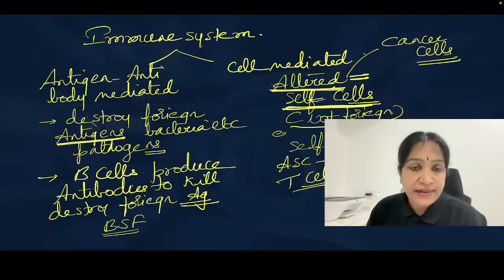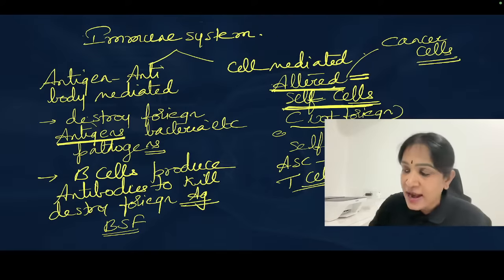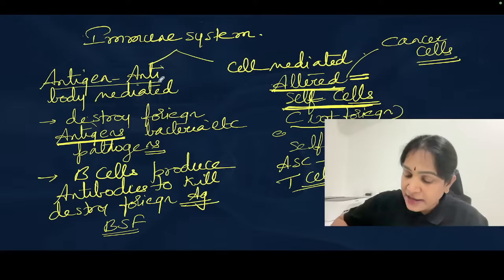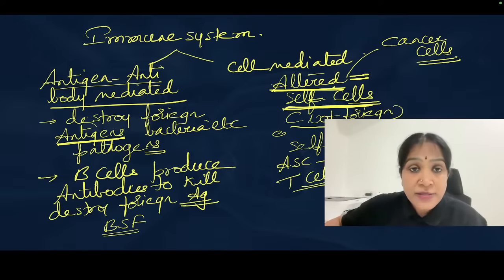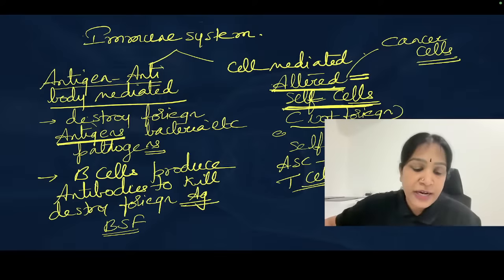If you get a bacterial infection like tuberculosis, which immune system will protect you? B cells or antigen and antibody mediated immune system. B cell is not the name of an immune system. B cell is the name of a cell. Is it clear? Okay. And if you get cancer, which immune system will protect you?